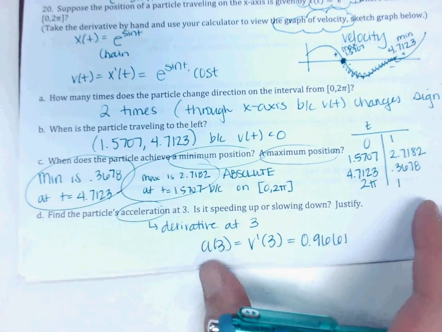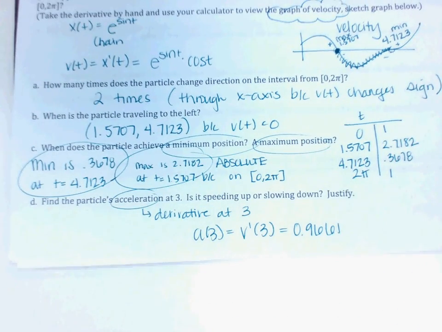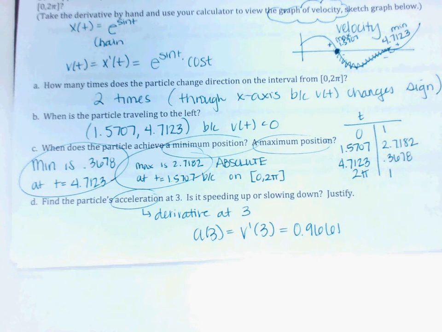Okay? And then if I only go to 2 decimals, am I going to get full credit? No. Don't do that. Okay?